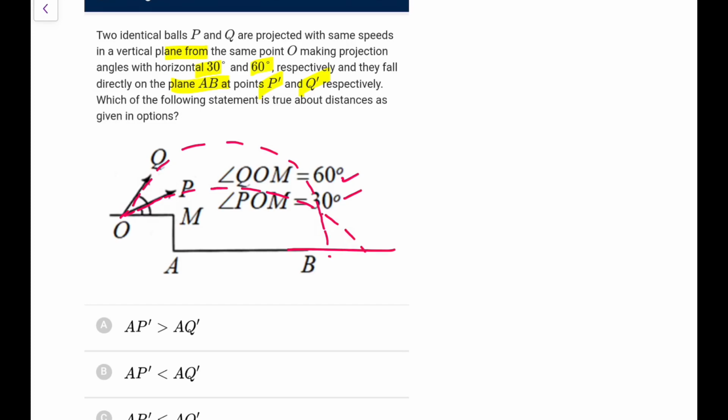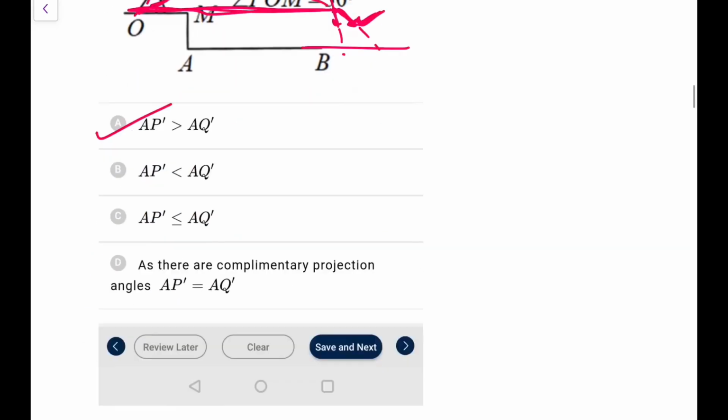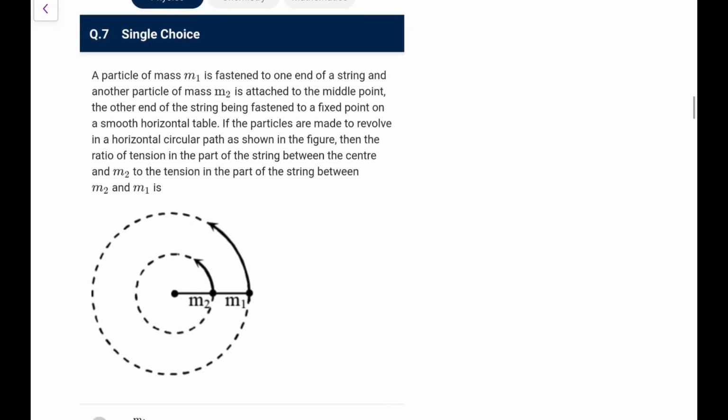So I can clearly make out, at the same height their ranges will be the same because they are complementary, and from here the speeds are the same, it would be going like this. So clear cut this ball will definitely make the more range. So this 30 degree one will be landing far away, so the 30 degree one is P dash, so AP dash is going to be more than AQ dash, you can directly make out from this figure. So it's a very nicely asked question.